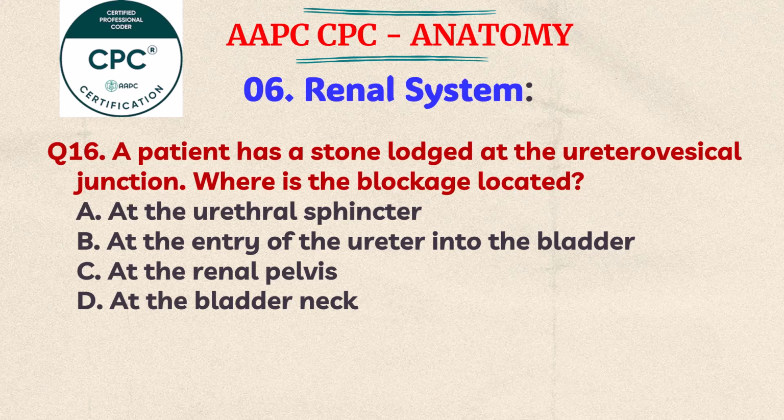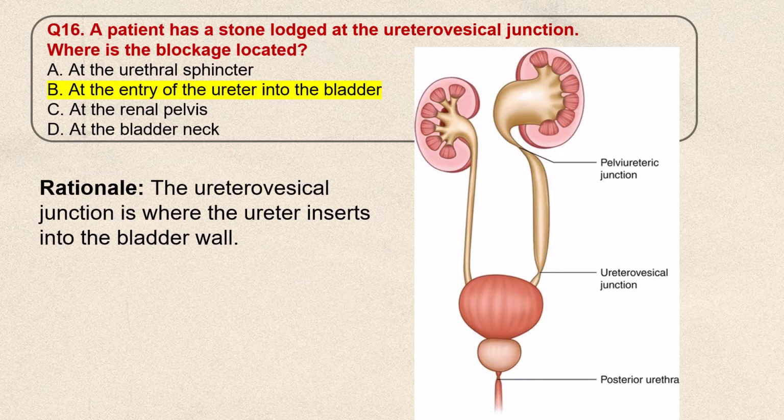Question number 16. A patient has a stone lodged at the ureterovesical junction. Where is the blockage located? A. At the urethral sphincter, B. At the entry of the ureter into the bladder, C. At the renal pelvis, D. At the bladder neck. Think the answer. The correct answer is B.